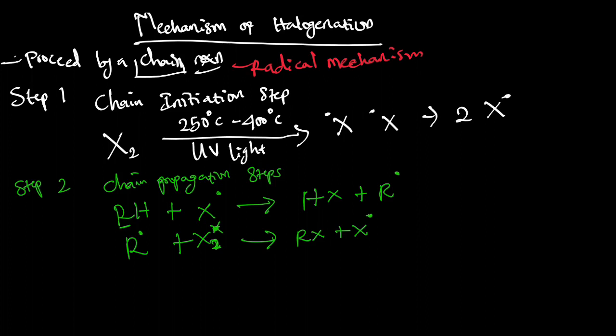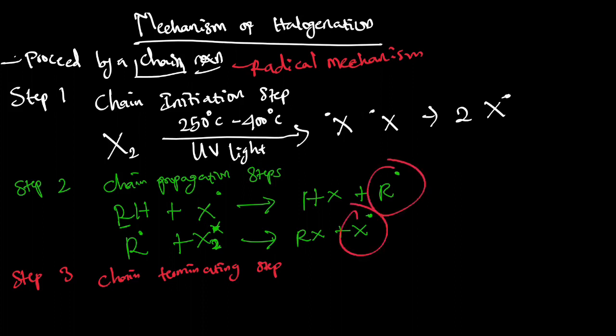The third step is known as the chain terminating step. If this radical remains in this chemical system, it will never stop, except the reactant is used up or finishes. Now, if we want to stop it, we have to ensure a reaction like this occurs.